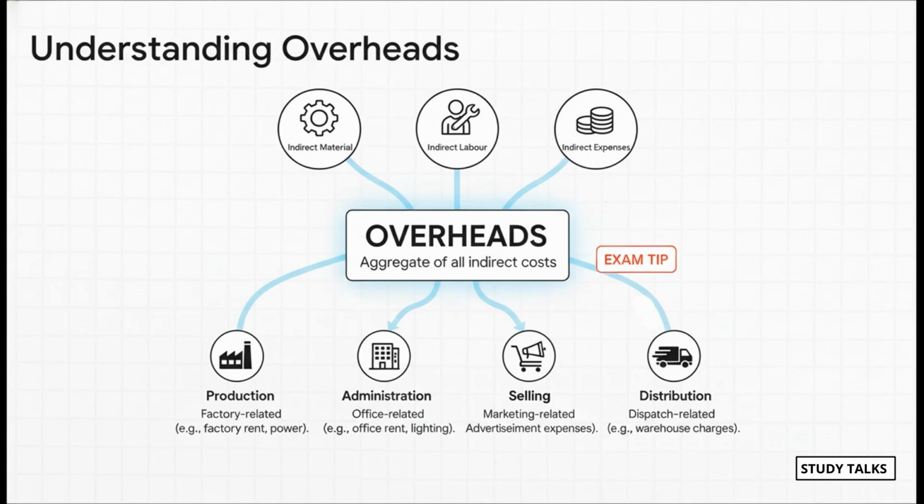Okay, so what did we do with all those indirects we mentioned? Well, we bundle them all together. The sum of indirect material, indirect labor, and indirect expenses gives us what we call overheads, and this is a huge area on your cost sheet.